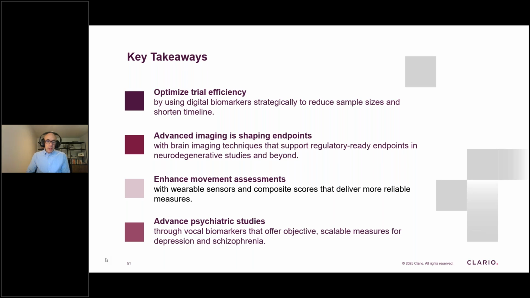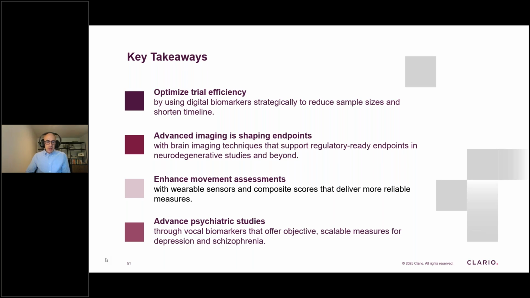Next, I think it's very clear from Dr. Arnold's talk that advanced imaging is shaping our endpoints. Brain imaging techniques that support regulatory-ready endpoints in neurodegeneration in studies and beyond are here. Next, as Dr. Sawalski described, we can enhance our movement assessments like the MDS-UPDRS with wearable sensors and composite scores that deliver far more reliable measures and help us again achieve better effect sizes, in small studies.